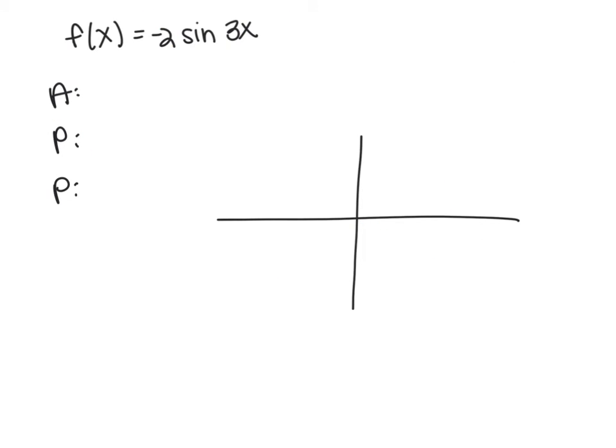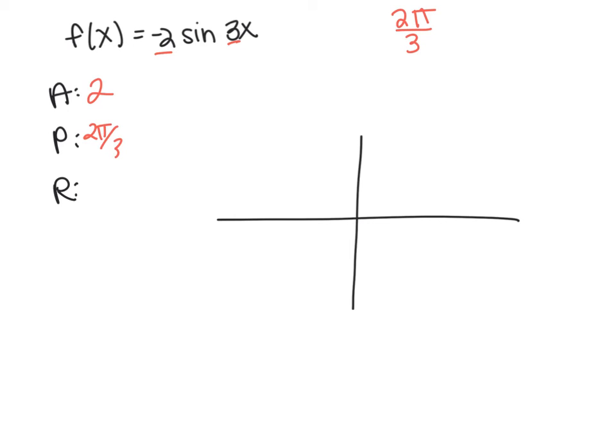Okay, last one here, same idea again. For the amplitude, it's the number outside, so your amplitude is just 2. For the period, we do 2 pi divided by 3. That cannot reduce at all, so our period is just 2 pi over 3.